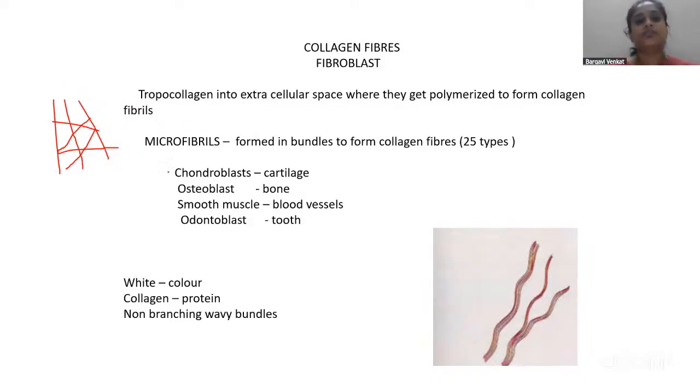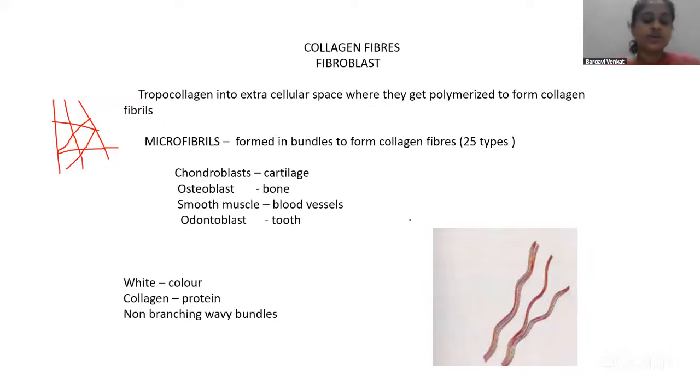These fibrils are called your microfibrils. Each one is your microfibril. And these microfibrils will form bundles, like one microfibril will join another, one will join another, and it will form a bundle. Each bundle will present as a collagen fiber. So they present in bundles. Can you see a wavy bundle here? Bundle of collagen fibers. This is one bundle, this is one bundle, many bundles are seen. Almost 25 types of collagen fibers are seen.